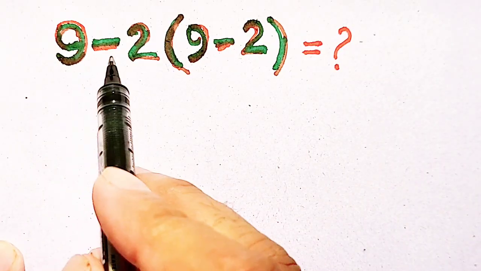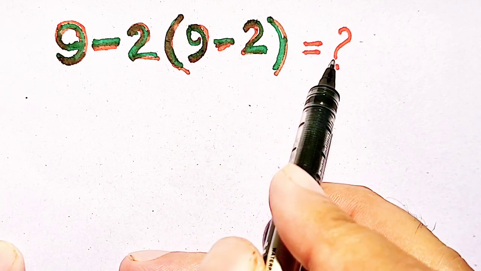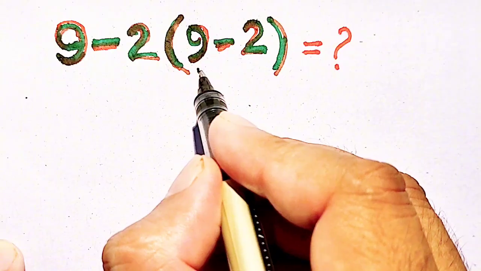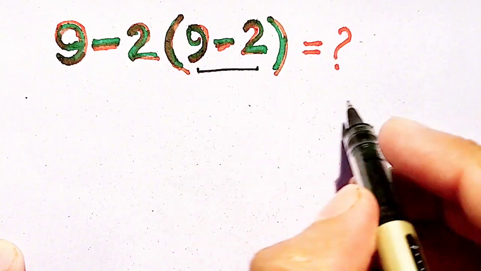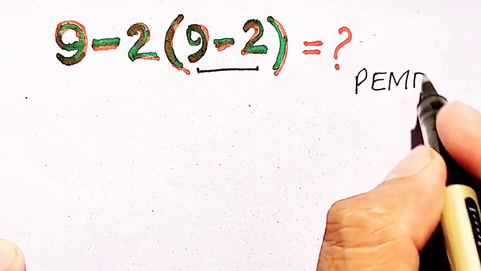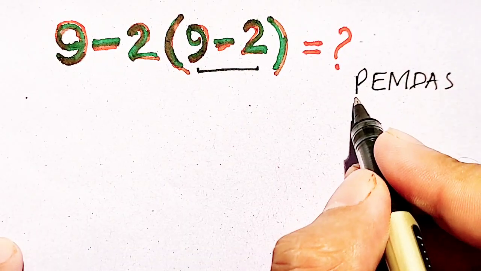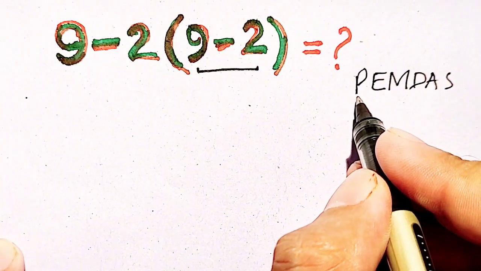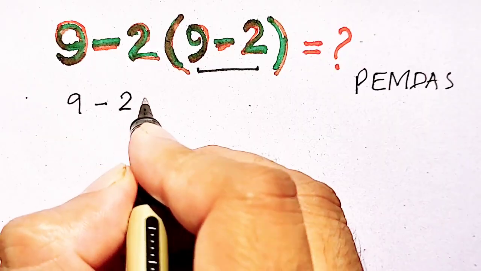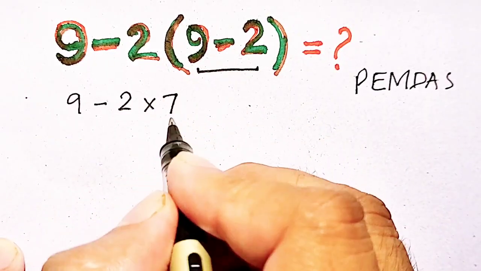Another question, 9 minus 2 multiplied by 9 minus 2 is equal to what? First of all, PEMDAS says that we have to solve parentheses. PEMDAS is this, PEMDAS. PEMDAS tells us that first of all we have to solve parentheses. So 9 minus 2 multiplied by 9 minus 2 will be equal to 7.